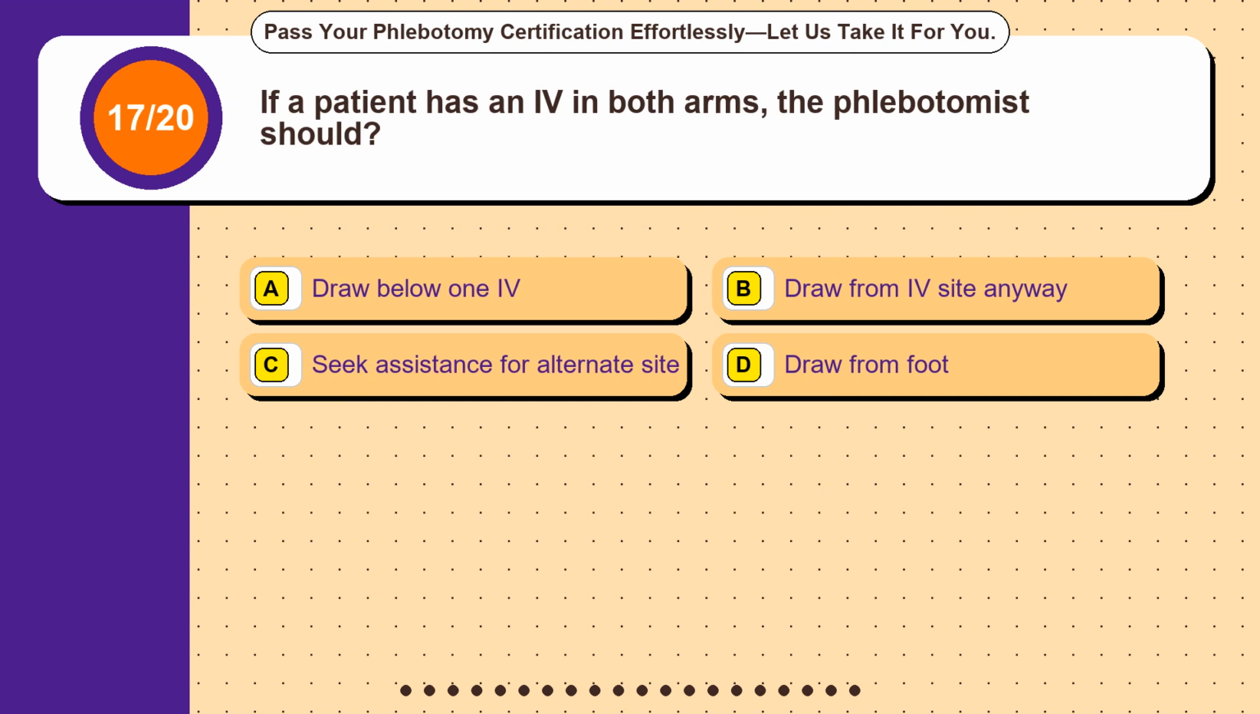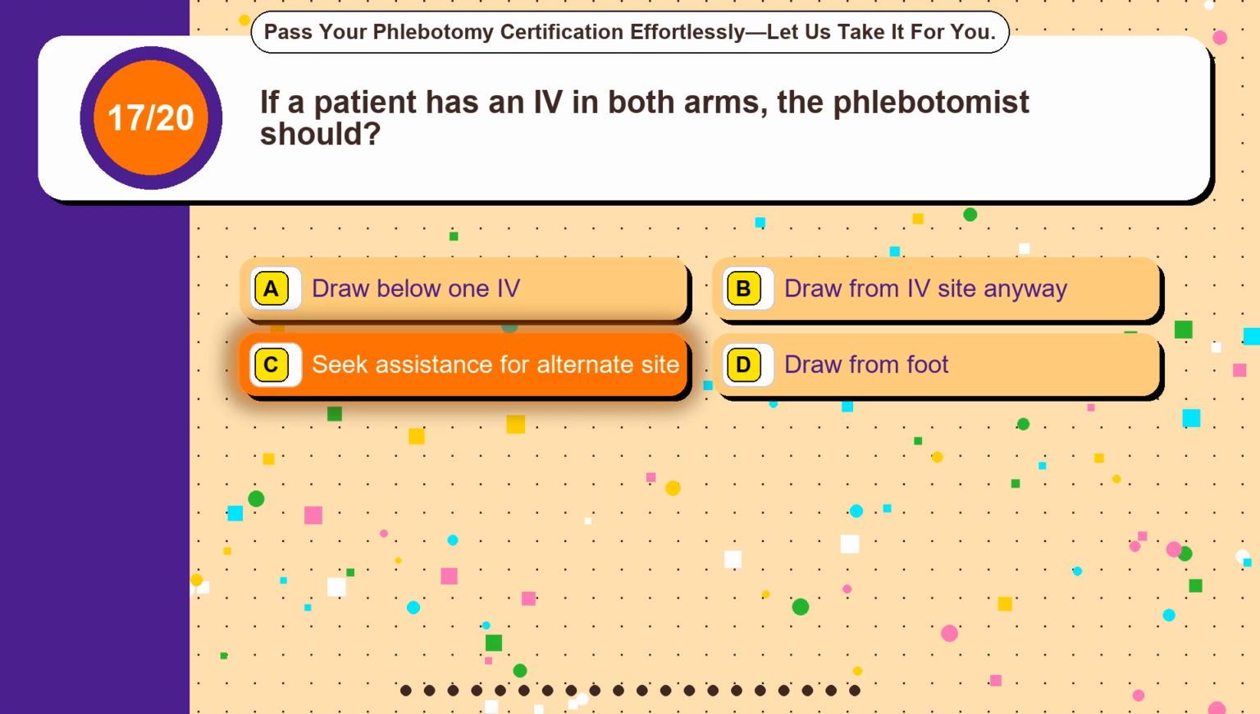Question 17. If a patient has an IV in both arms, the phlebotomist should: Option A, draw below IV. Option B, draw from IV site anyway. Option C, seek assistance for alternate site. Option D, draw from foot. The correct answer is option C. Seek assistance for alternate site.